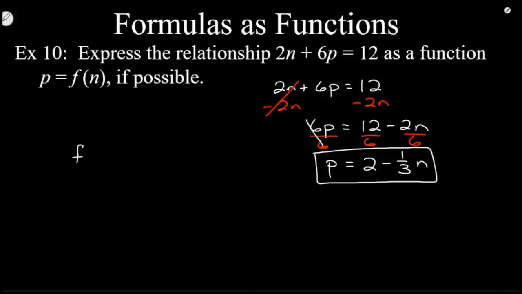f of n equals 2 minus 1/3 n. So that it's actually written in function form. And then we know that from this, p equals the f of n. So once we figure that out, we just replace the p with the f of n, and that's function notation.